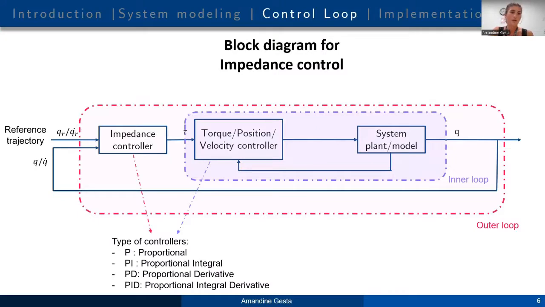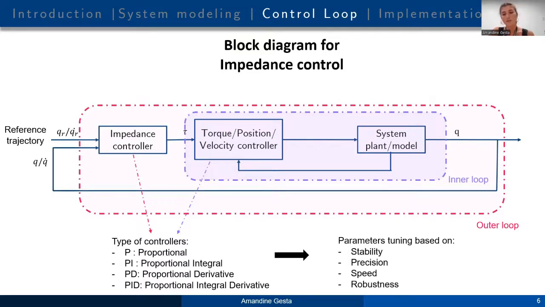For the impedance controller, or for the position, torque, or velocity controller, you can find different types of controllers, like proportional, proportional integral, proportional derivative, and proportional integral derivative controllers. The choice of the controllers and the parameter tuning is based on different criteria, like stability, precision, speed, and robustness.